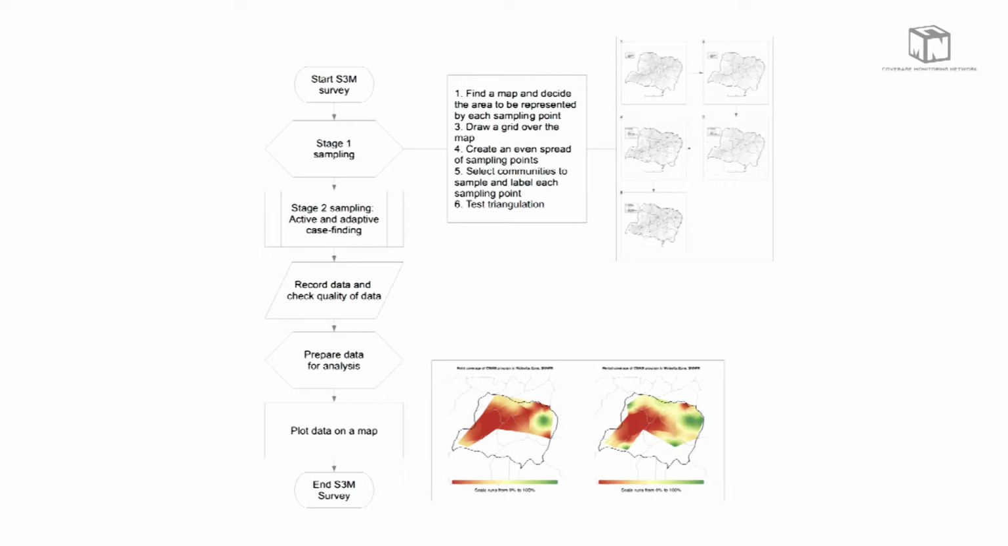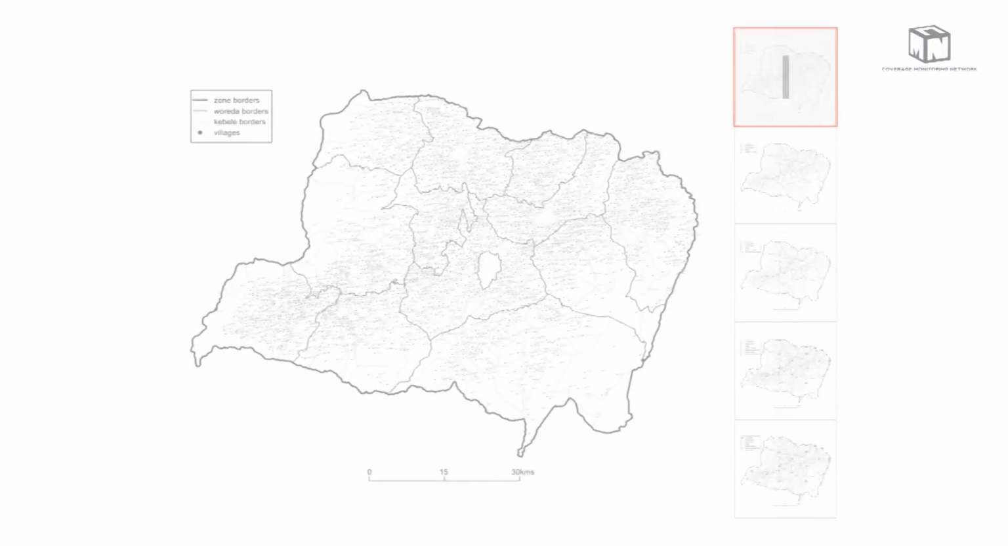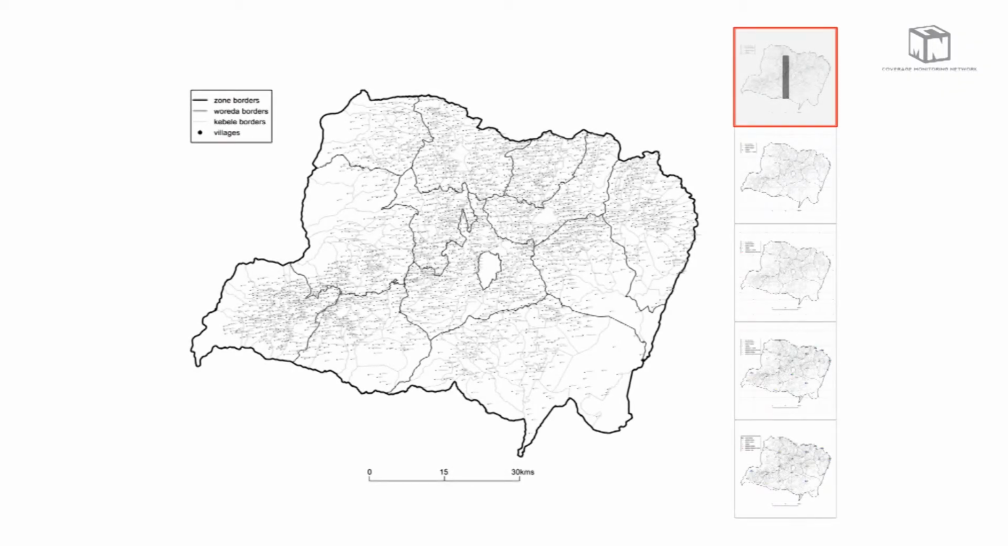As is obvious, because it's a mapping technique, good maps are highly needed, with good resolution. Here we see a map of Wolaita zone, which was one of the survey pilot areas in Ethiopia, with all the villages highlighted in dots. The second step will be to create an even grid across this space.